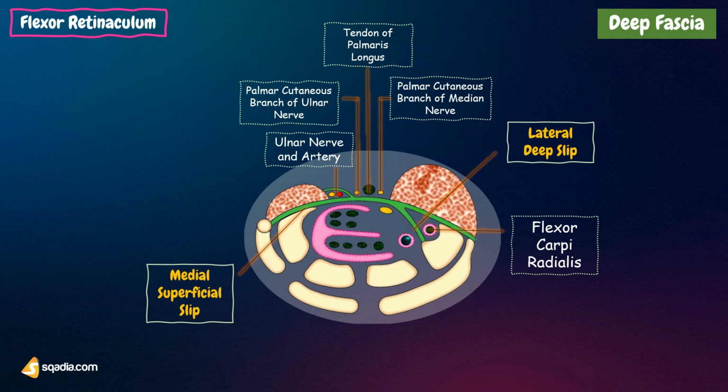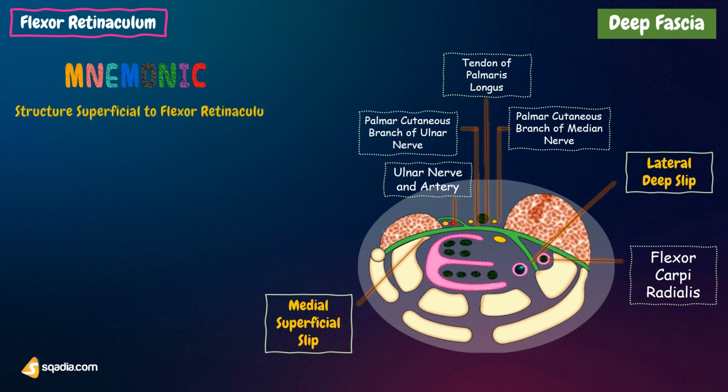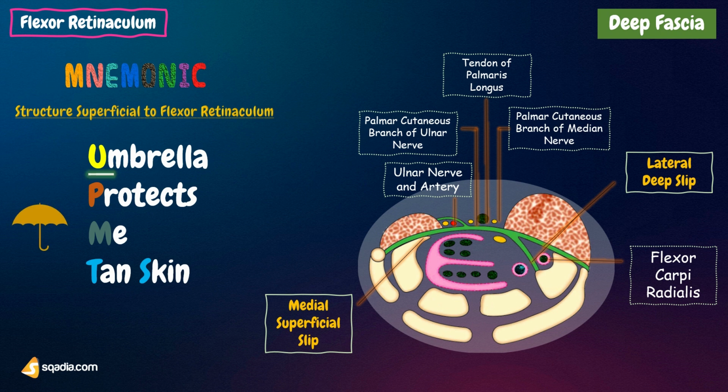You can remember structures passing superficial to the flexor retinaculum with the help of a mnemonic. Umbrella protects me from tan skin. Where umbrella is associated with the ulnar nerve and artery, P and M in protects and me are capitalized to memorize the palmar cutaneous branches of the ulnar and median nerve of the hand. The T and S in tan skin is for the tendon of palmaris longus.